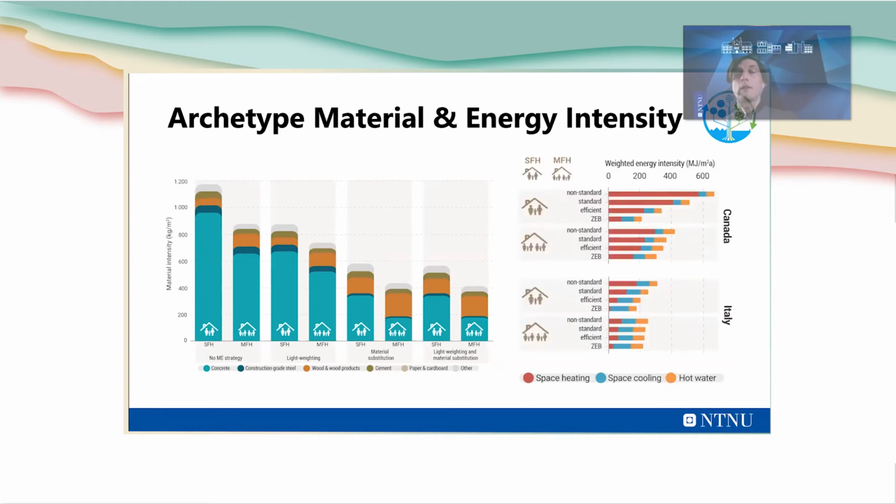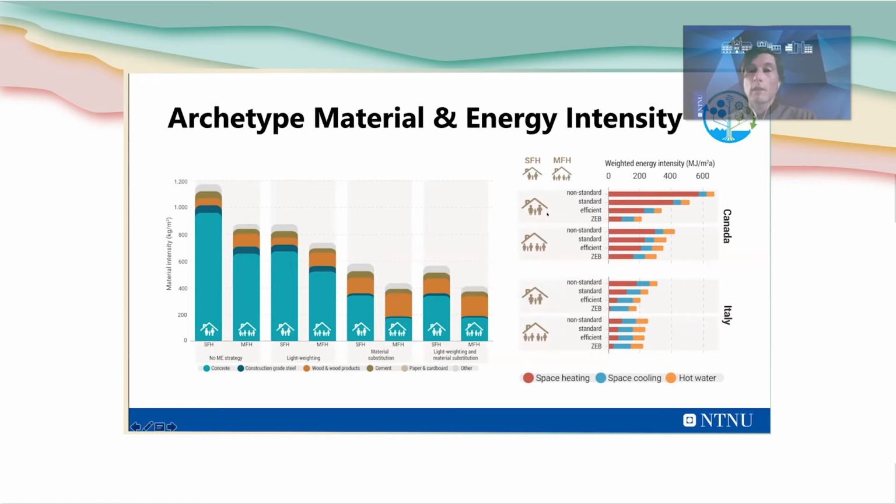And now looking at the energy intensity, so this is the simulation results. Once we throw these archetypes at the EnergyPlus model, we can see that we looked at different energy standards again. So the non-standard basically means a building that is not consistent with current regulations, all the way down to zero energy buildings here, ZEB. Again, we see that the multifamily homes, and that is something we see also empirically, are more efficient simply due to their better compactness. So they preserve heat within their building envelope better.